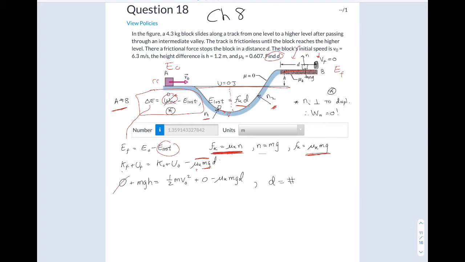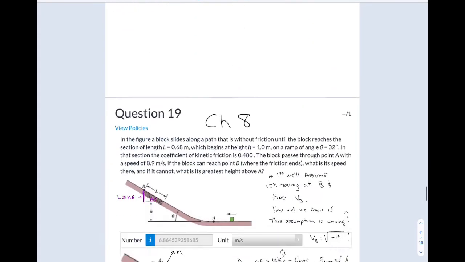So my final kinetic energy is 0. It's at rest at B. Final potential, mgh. Initial kinetic energy at A. Initial potential at A is 0. And then I have everything in here to get d as a number.